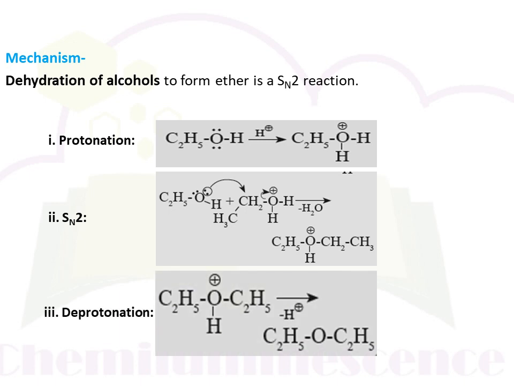And the third step is deprotonation to form ether. Here deprotonation, that is removal of a proton, takes place, the proton gets removed and we get ether as a product. In this way the alcohol is converted into an ether by dehydration.